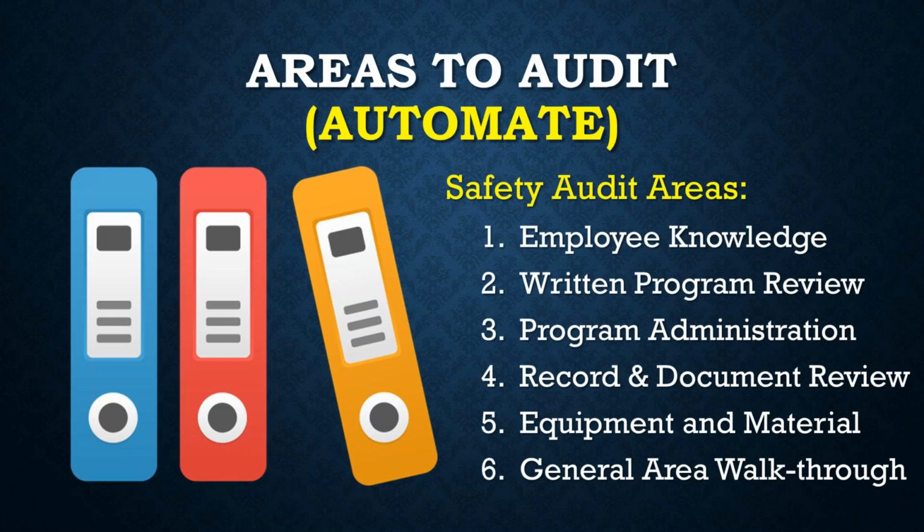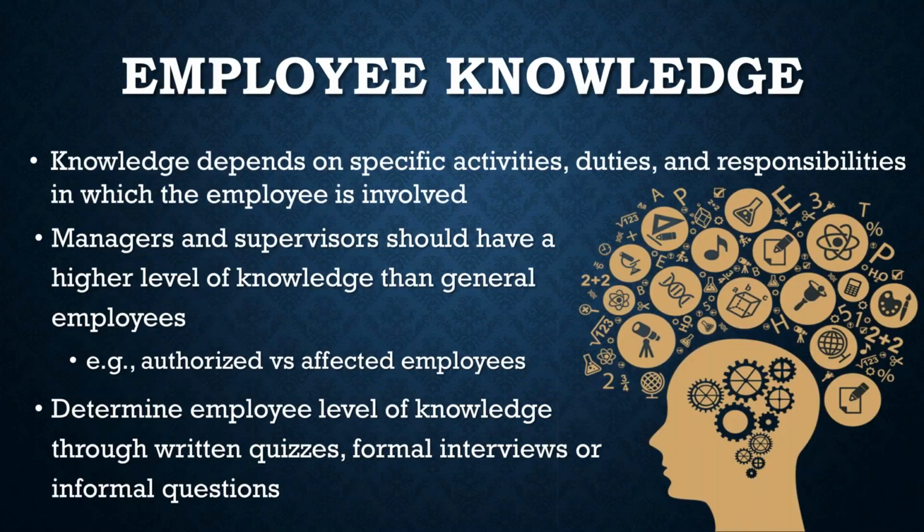What do we audit? Well, think about it. Employee knowledge, written program review, program administration, record and document review, equipment and material, and finally a general area walkthrough. I want to break these down individually and kind of see the best way to do this and how we would do it. So let's start with employee knowledge.